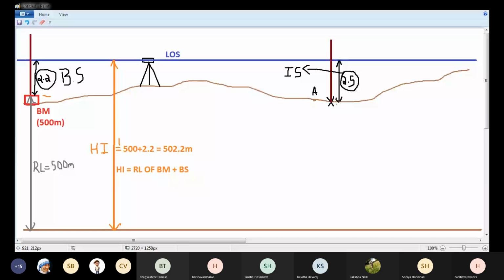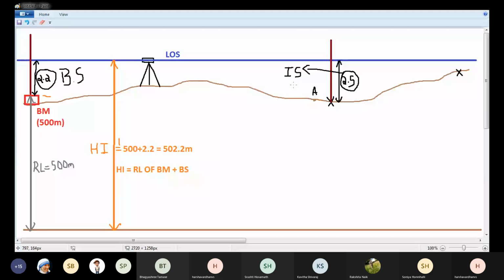So after point A, let's say I want another point. So this is not my last staff reading, but it is taken on a point whose elevation is unknown, which is an intermediate sight. In short, it is written as I.